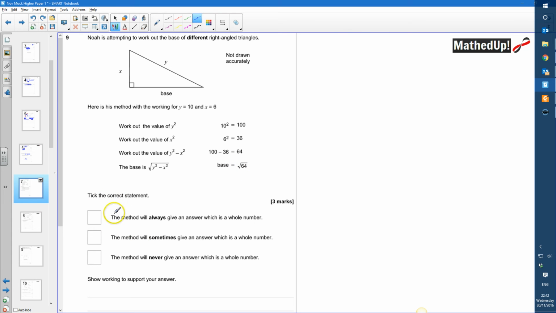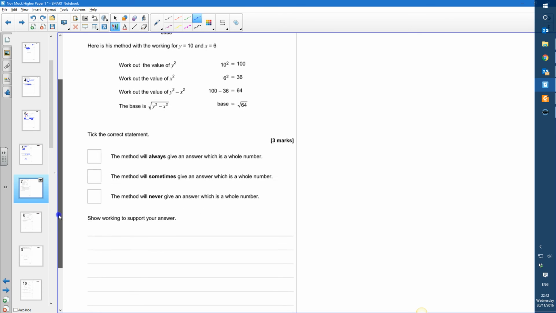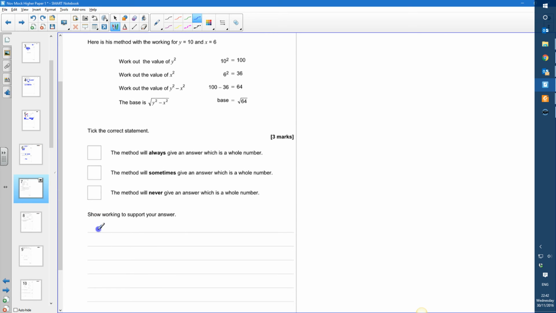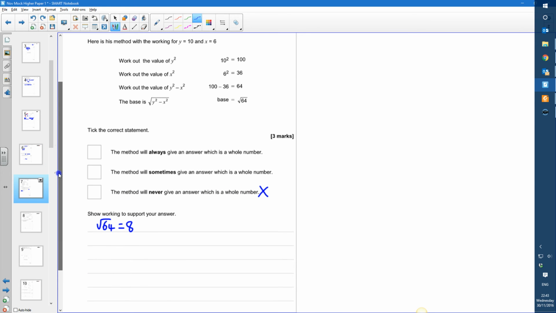So we need to decide which of these statements is true. This method would always give us an answer which is a whole number, or sometimes give us an answer which is a whole number, and will never give us an answer which is a whole number. Well, the first thing we need to do is decide, well, what is the square root of 64? Well, the square root of 64 is going to be 8. Okay, so we can already see that we've got an answer that gives us a whole number. So this one can't be true. Never a whole number can't be true.